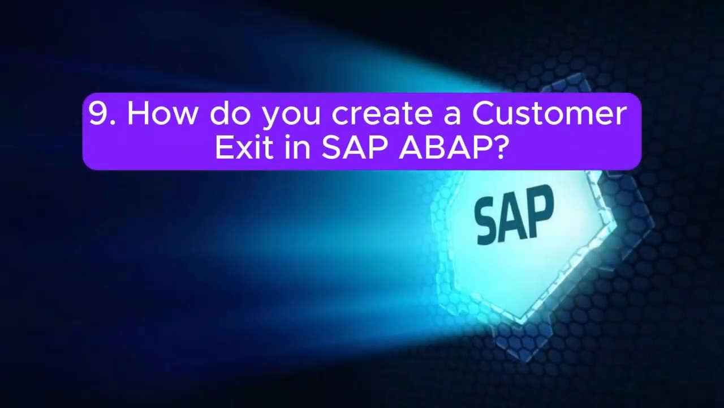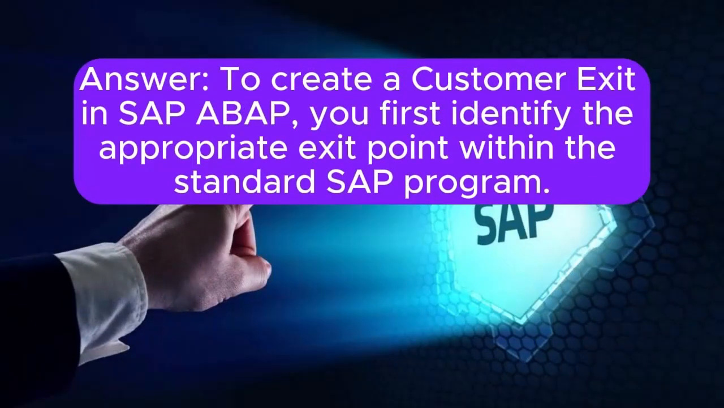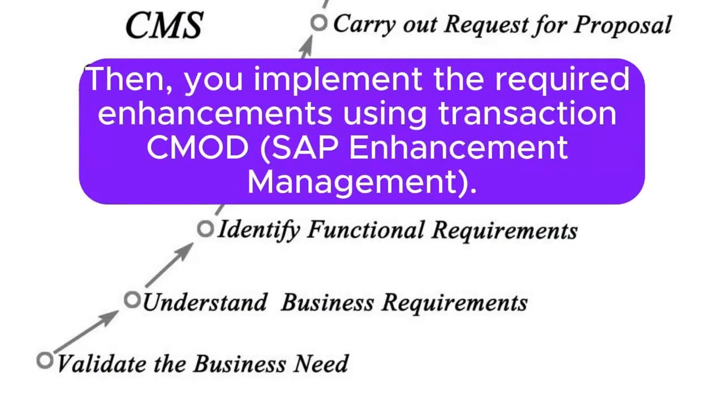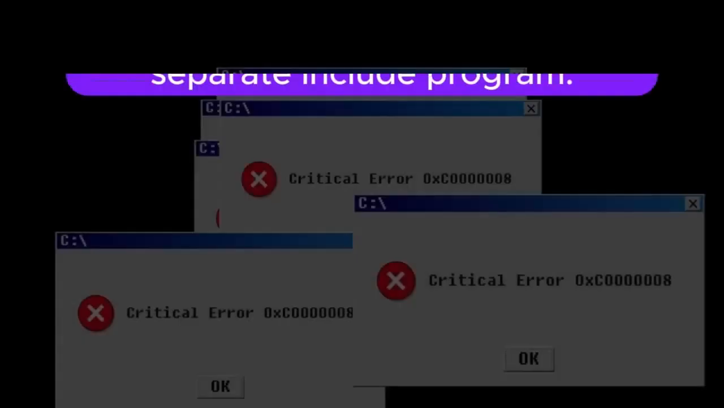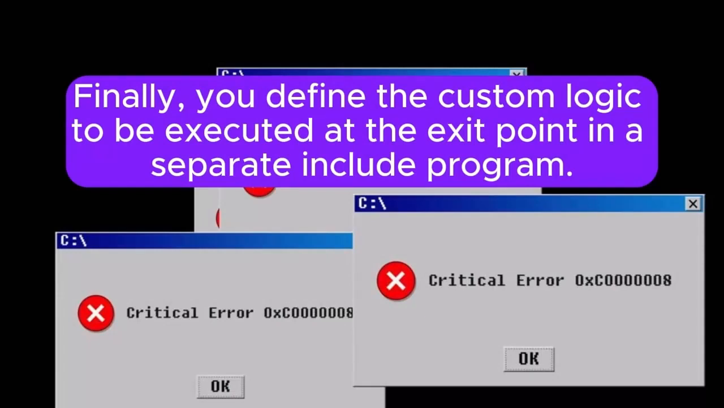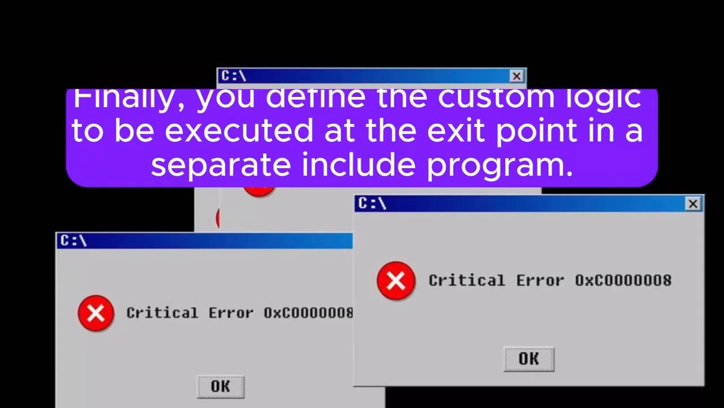9. How do you create a customer exit in SAP ABAP? Answer: to create a customer exit in SAP ABAP, you first identify the appropriate exit point within the standard SAP program. Then, you implement the required enhancements using transaction CMOD SAP Enhancement Management. Finally, you define the custom logic to be executed at the exit point in a separate include program.